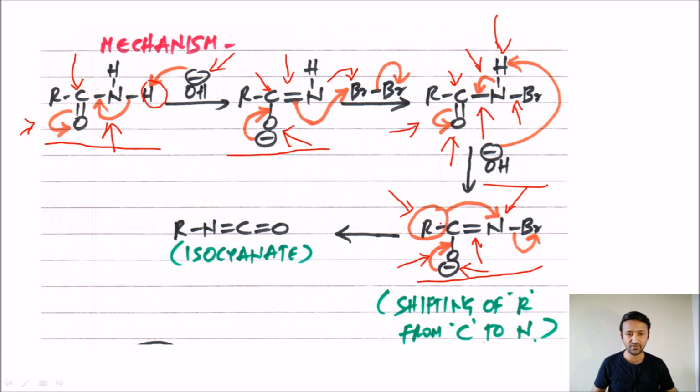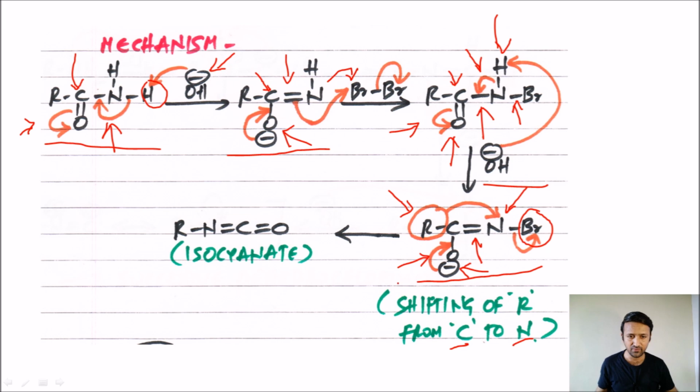Okay, so if alkyl shifts to the nitrogen, we can take this as a rearrangement reaction, right? Because one of the alkyl groups is shifting from carbon to the nitrogen. So remember, this is a migration of alkyl from carbon to nitrogen. Okay, now just see how it looks. The species obtained here, R will attack on the nitrogen, right? And as a result, this bromine is eliminated in the form of bromide.